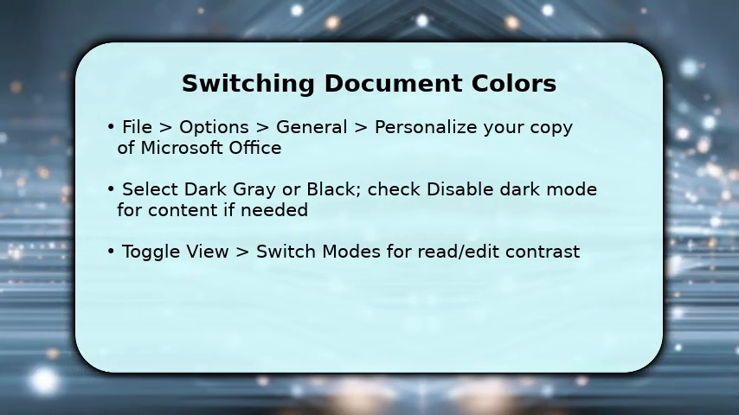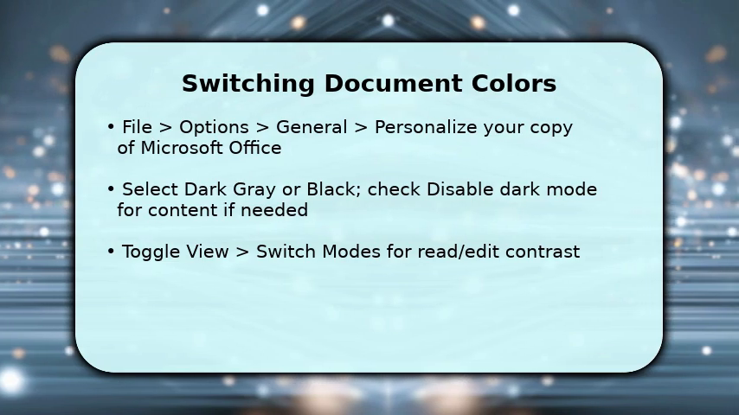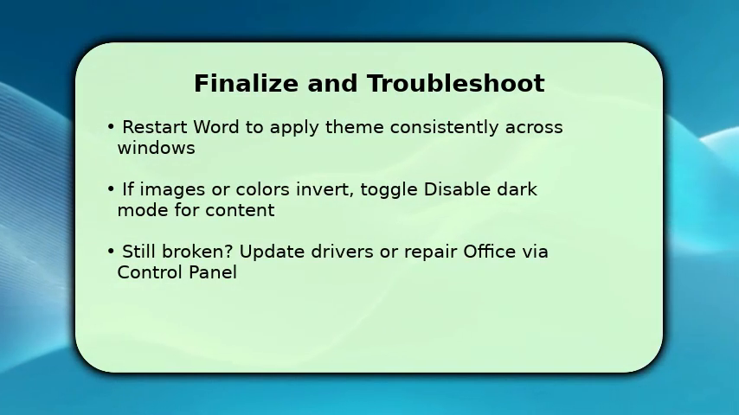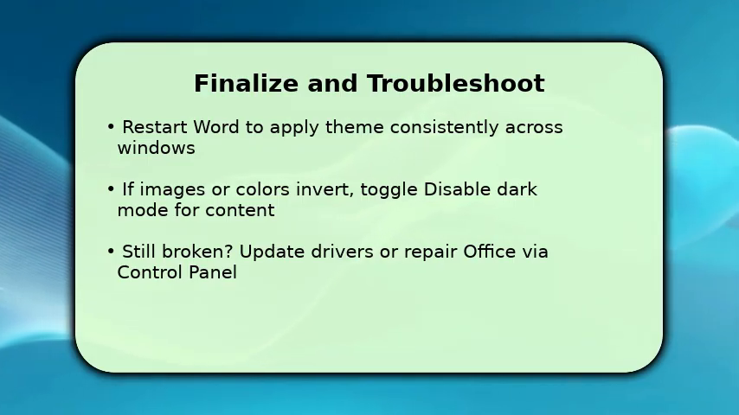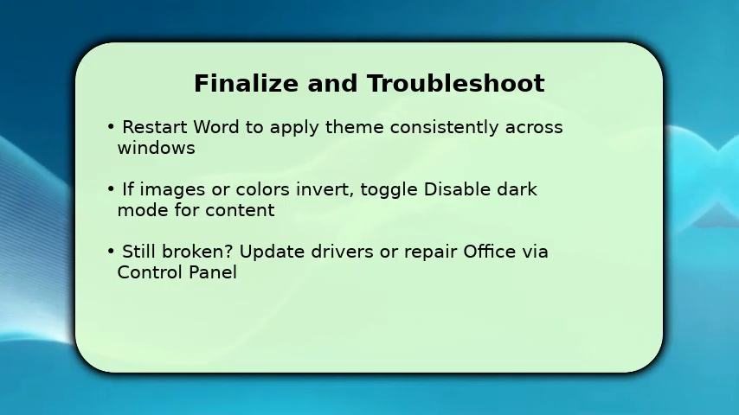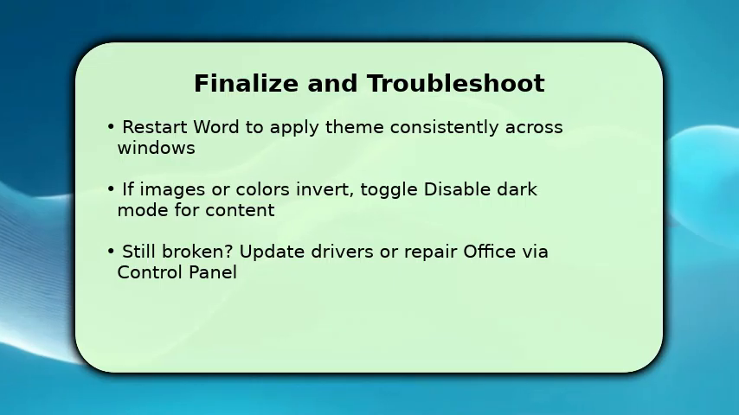Finish by restarting Word so the theme applies consistently across open documents and secondary windows. Small glitches clear after a reboot. If images or colored charts invert unexpectedly, toggle Disable Dark Mode for content to preserve original document appearance.